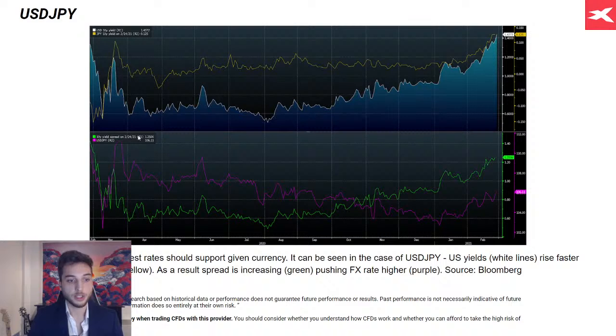So let's take a look at the USDJPY, so the US dollar yen. We can see that an increase in relative interest rates should support the given currency. It can be seen in the case of USDJPY. US yields, the white line here, rise faster than Japanese yields, which are the yellow line. As a result, the spread is increasing, pushing the FX rate higher. So this is the spread, the green line, between the two bonds, and it is pushing USD higher.